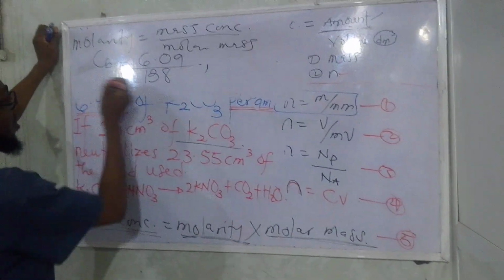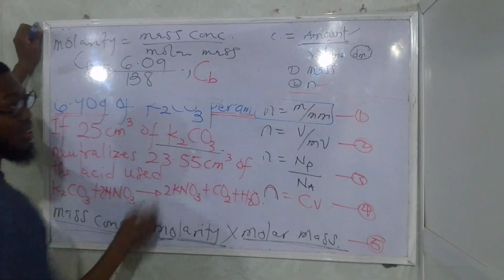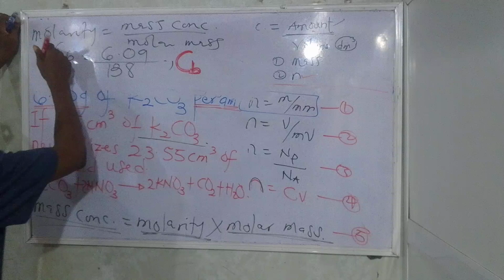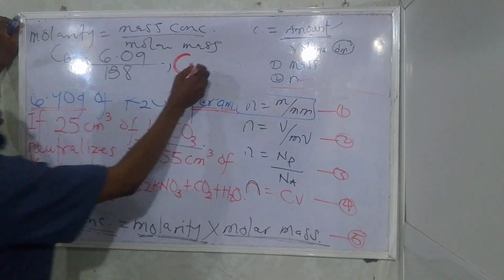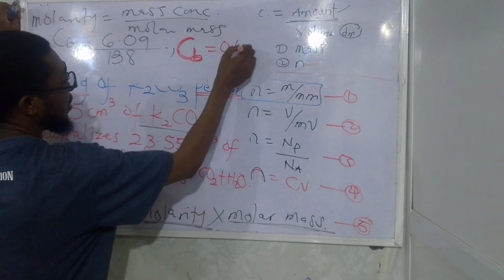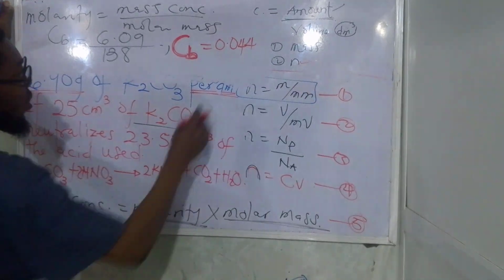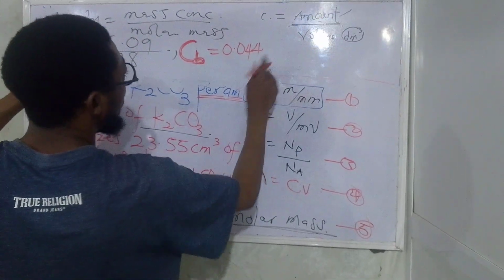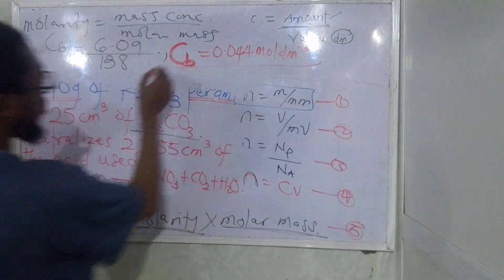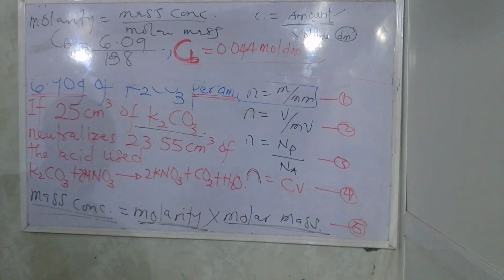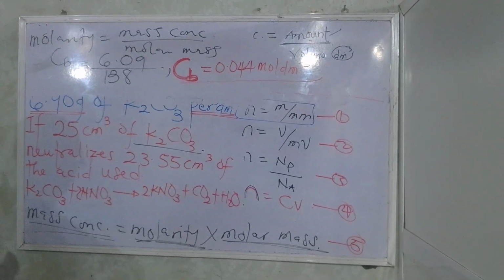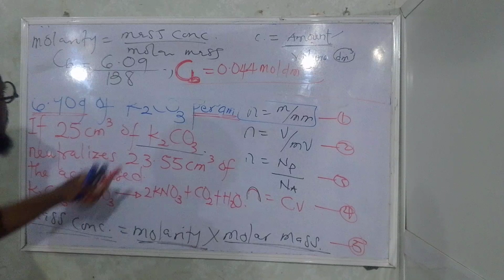Okay, so that means CB, which is molarity of B or concentration of B in mole per dm cube, is equal to 0.044. The unit will now be what? Mole per dm cube. You know they said we should look for the concentration in mole per dm cube. Alright, so that's what we're going to get for question 1. So that's the final answer for question 1.